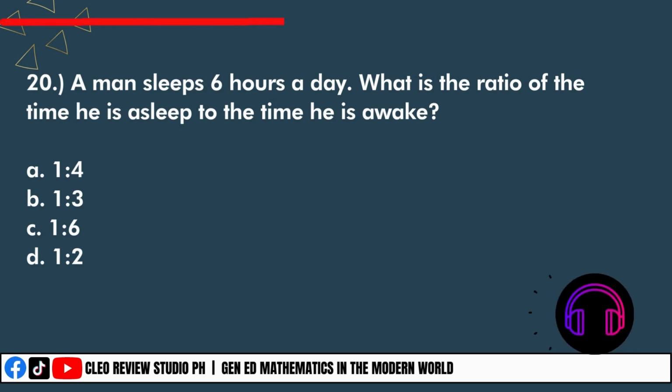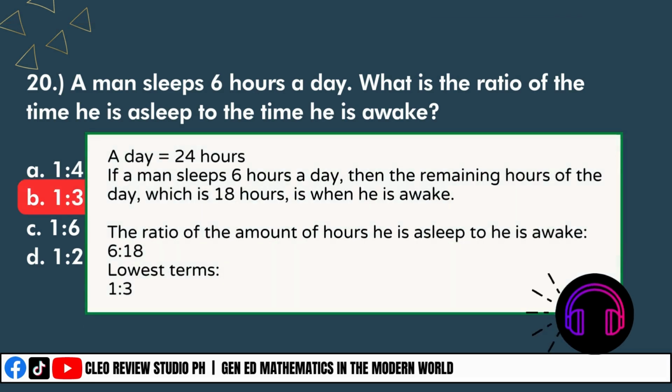A man sleeps 6 hours a day. What is the ratio of the time he is asleep to the time he is awake? The correct answer is option B, 1:3.